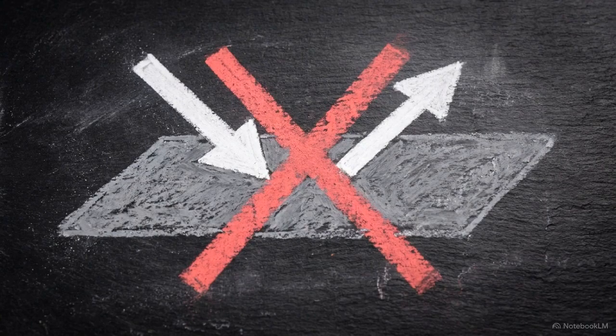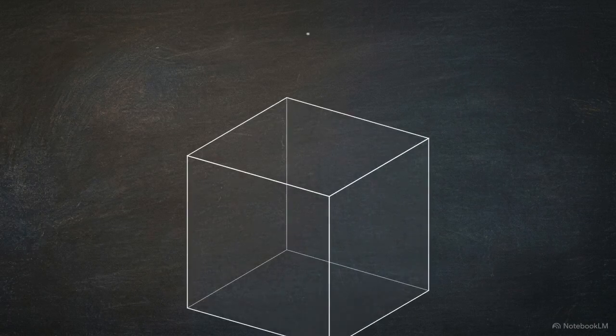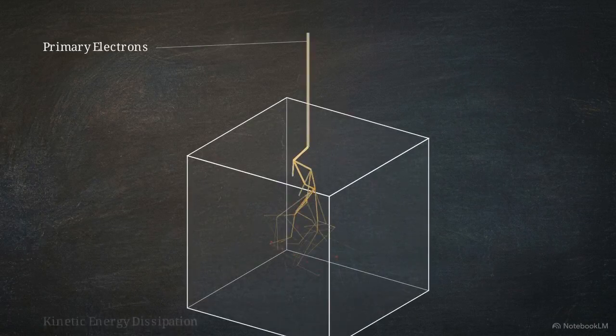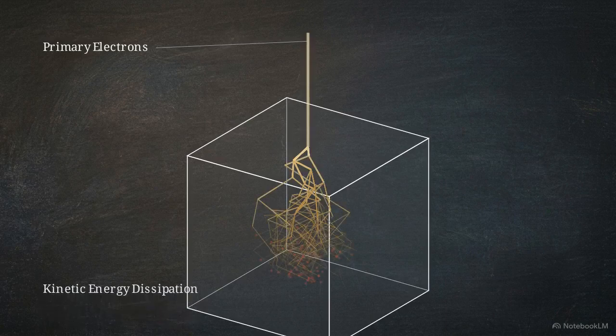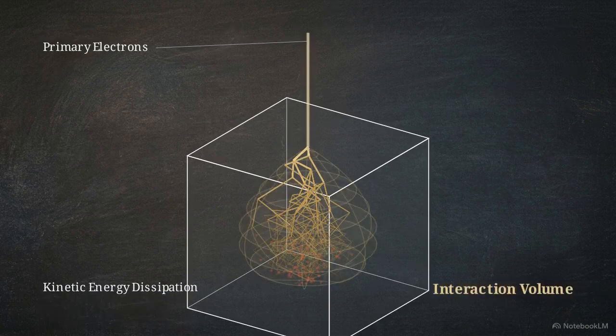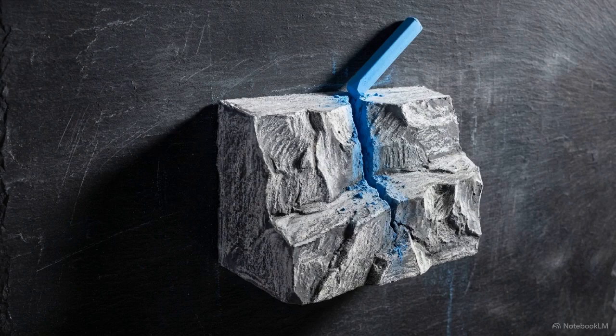The answer requires us to move past the idea of surface scanning. Instead, we have to map exactly how the immense kinetic energy of the beam dissipates deeply within the target material. The incident electron beam does not simply bounce off the two-dimensional face of the rock. These primary electrons hit the target with thousands of electron volts of energy. They penetrate the atomic lattice, losing that energy through a series of probabilistic scattering collisions.